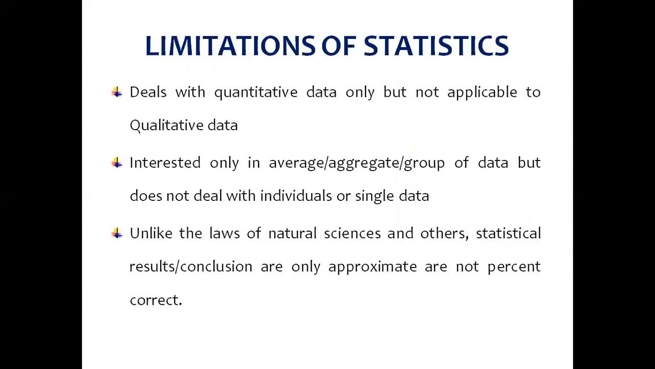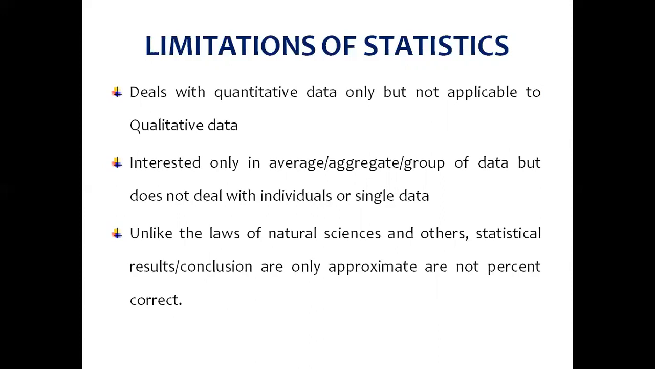Now let's see the different limitations of statistics. Statistics deals only with quantitative data, but it's not applicable to qualitative data. If you're talking about height or weight, that is quantitative data. But qualitative data, such as sex, hair color, or religion, statistics is not that applicable. Another limitation is that statistics is interested only in a group of data, or average and aggregate data, but not in an individual or single data.